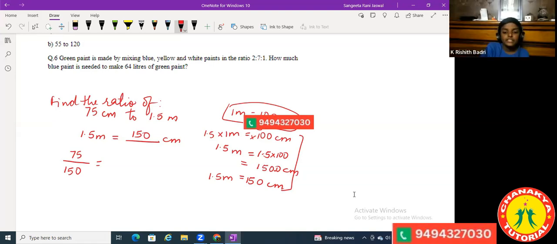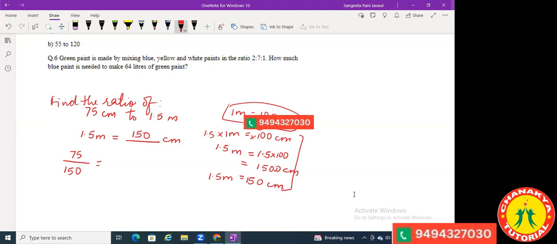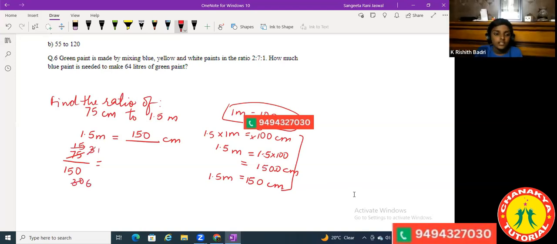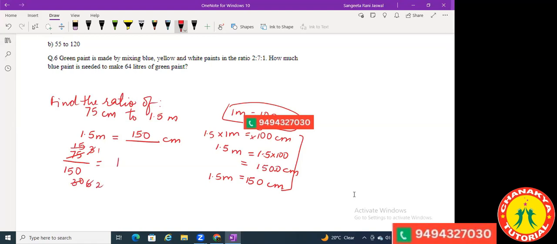Or you can just do it with 5 also. 5 ones are 5, 5 threes are 15. With 5, 5 fives are 25, 5 thirty are 150. Then 3 ones are 3, 3 twos are 6. What do you get?